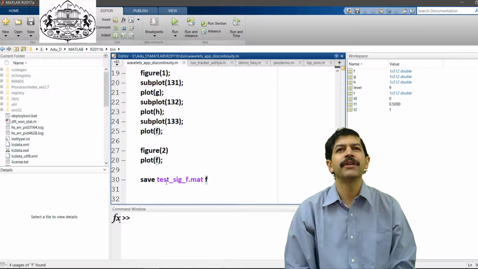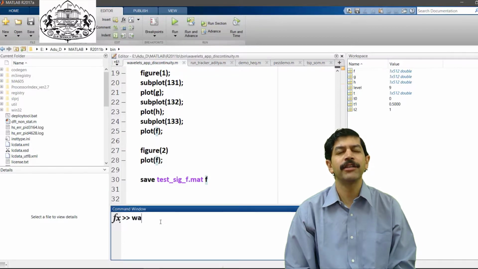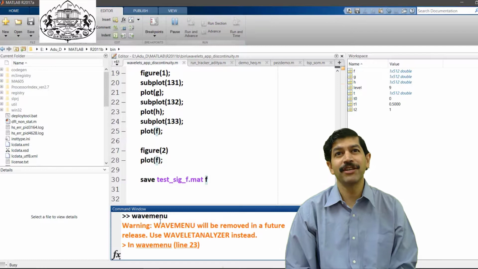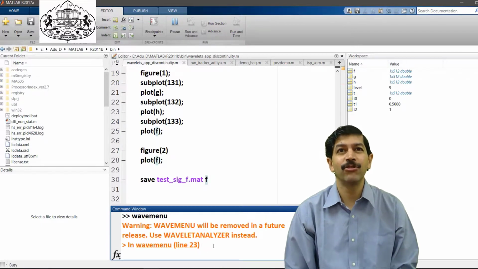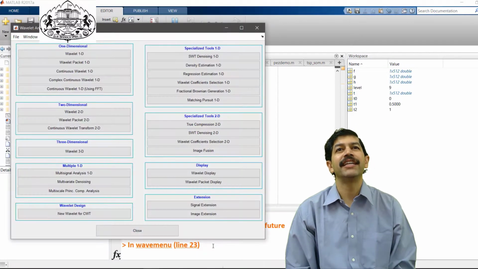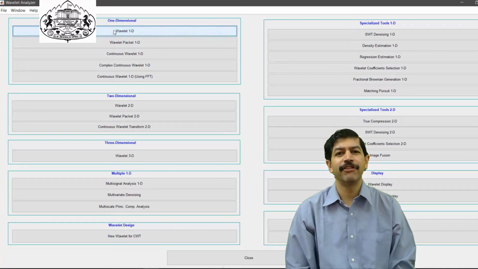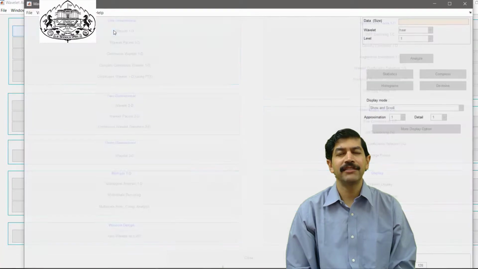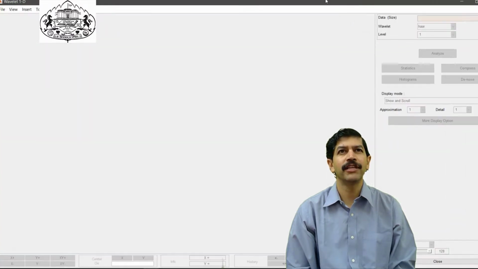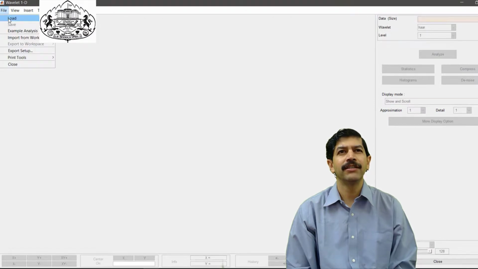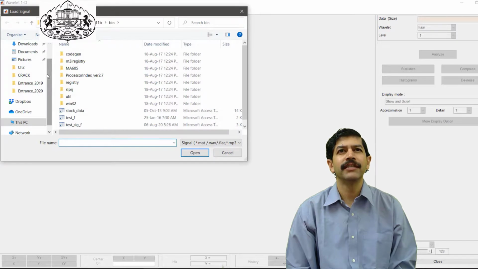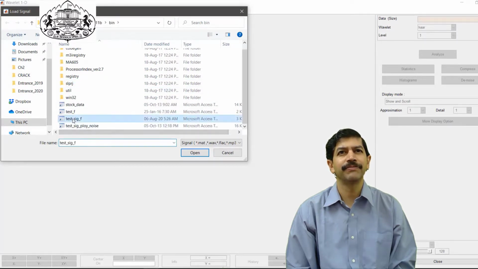test_sig_f.mat. So it's a MATLAB data file, which is a mat file. So it's saved as test_sig_f. And let me invoke the wave menu, which has now become wavelet analyzer. I'm still a little old fashioned. And let's invoke wavelet 1D. In wavelet 1D, let's import the signal, load the signal that we have already created, which is that smooth looking signal, but we know that it has that hidden discontinuity.